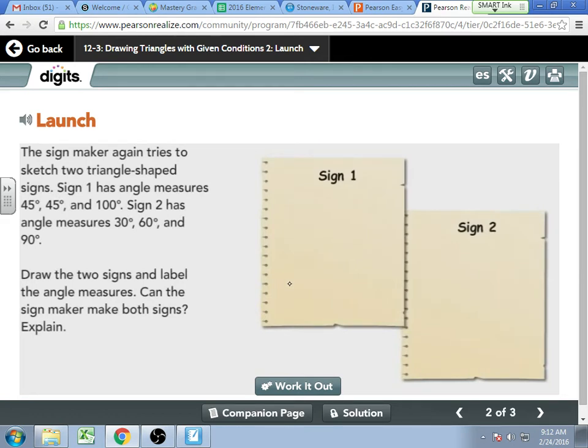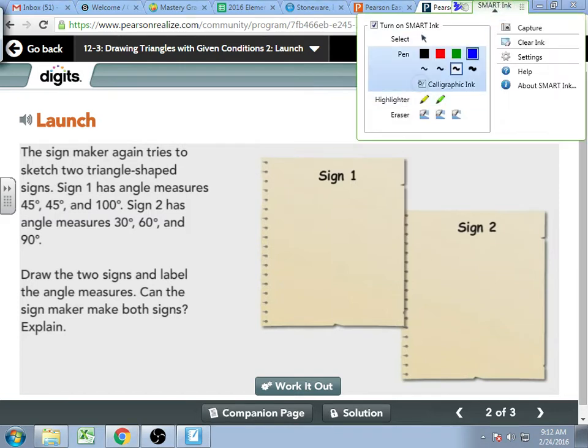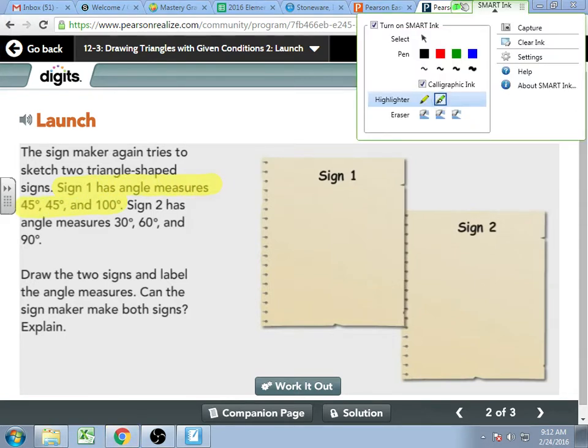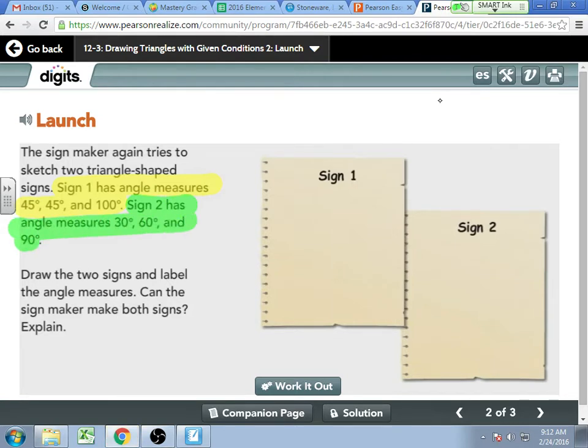So, sign 1 has angle measures 45, 45, 100. Sign 2 has angle measures 30, 60, 90. So when we look at these 2 signs, let's just analyze for a minute. What rules about triangles have to be true? Luke? Yeah, any 2 sides have to be bigger than the third, but we don't know anything about the sides here. So that rule is not really going to help me in this situation. Brianna? The sum of the angles has to equal 180. Write down somewhere, angles must sum to 180, or angles must, yeah, let's put sum because that means the total when you add.